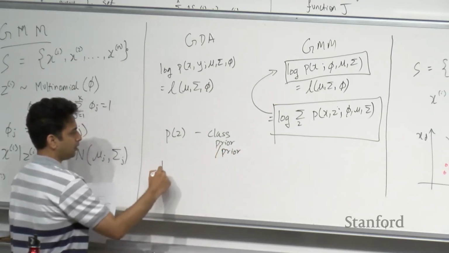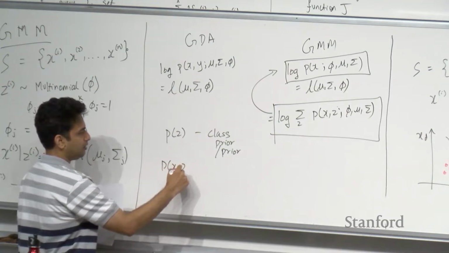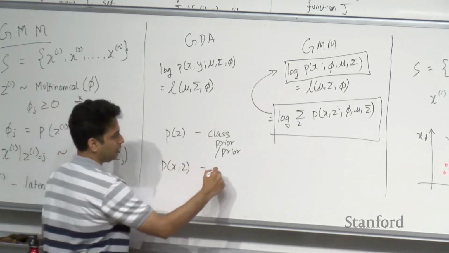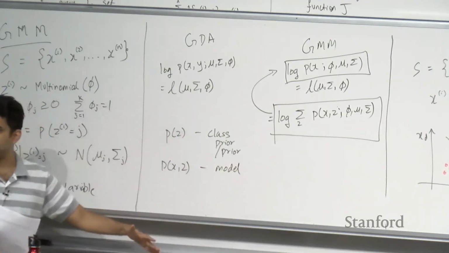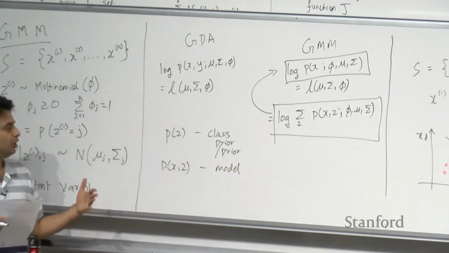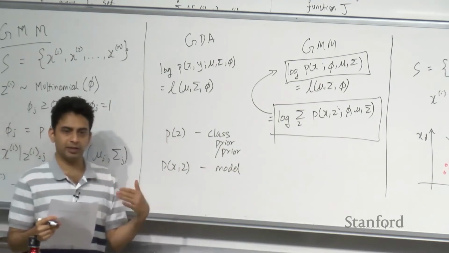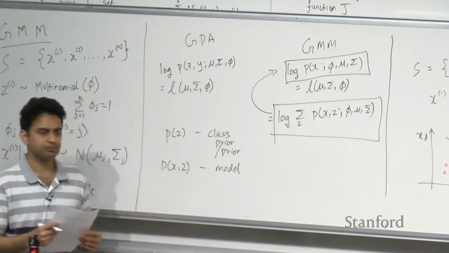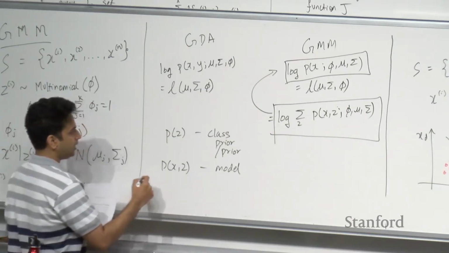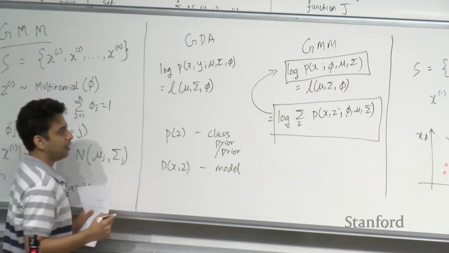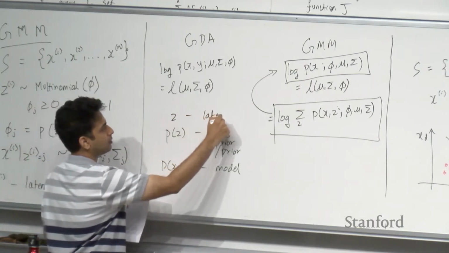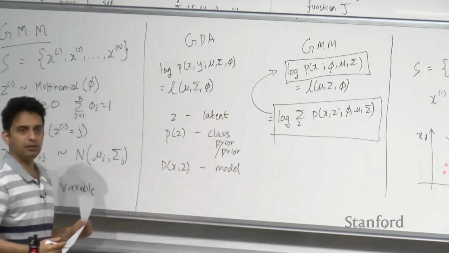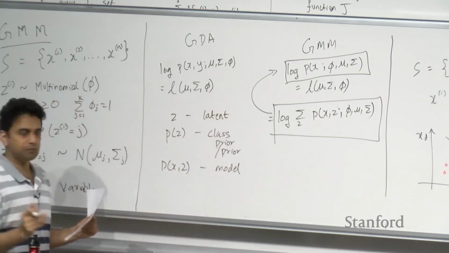P of x comma Z, we will call it the model, because it describes the full data generating process. The joint distribution always describes the full data generating process, and that's always called the model. And Z in unsupervised settings is called latent, because we don't observe it. Latent is just a fancy word for unobserved.